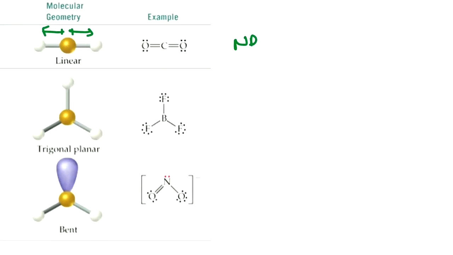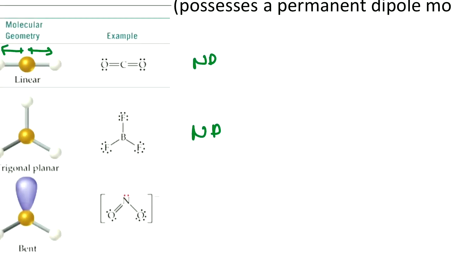Okay, what about BF3? So we have three fluorines all pulling on that central boron at the same time. Do those vectors cancel or not? Yes, they cancel. So the molecule is going to be overall what? Nonpolar again.